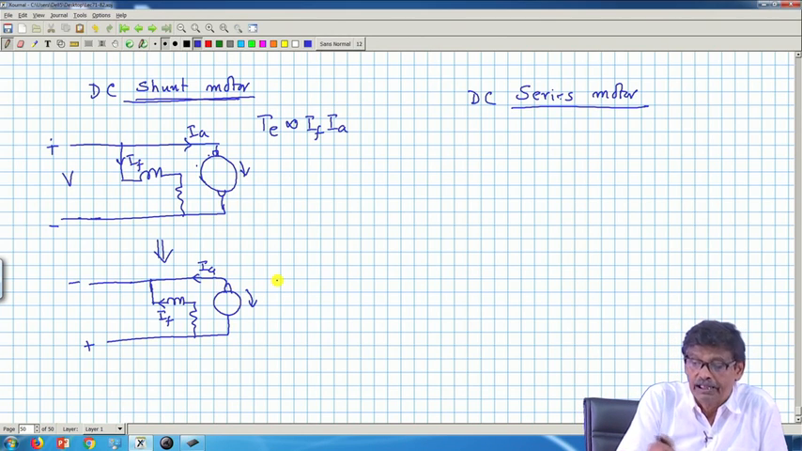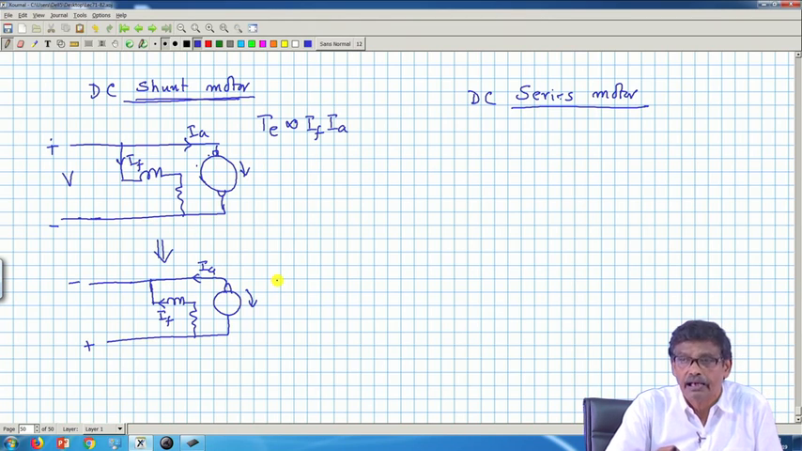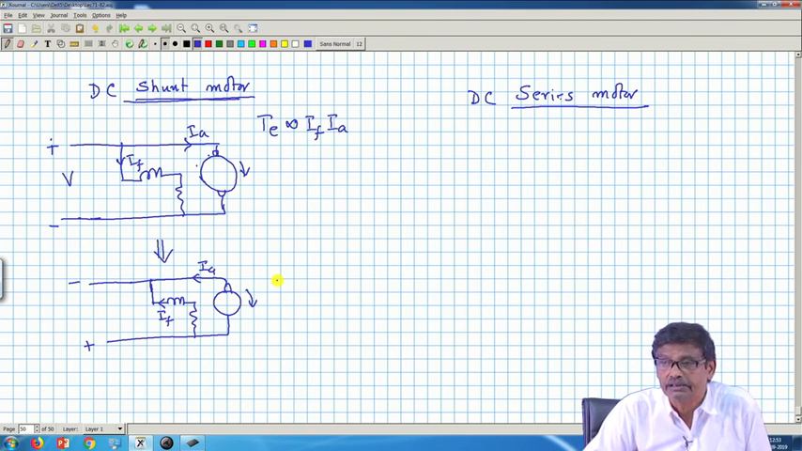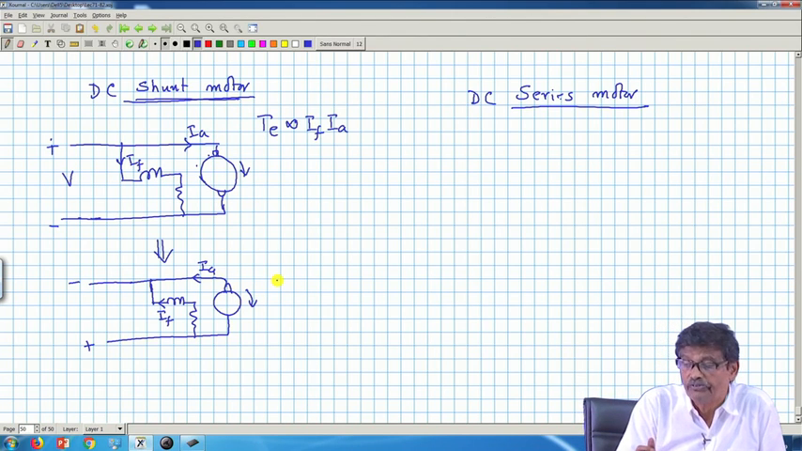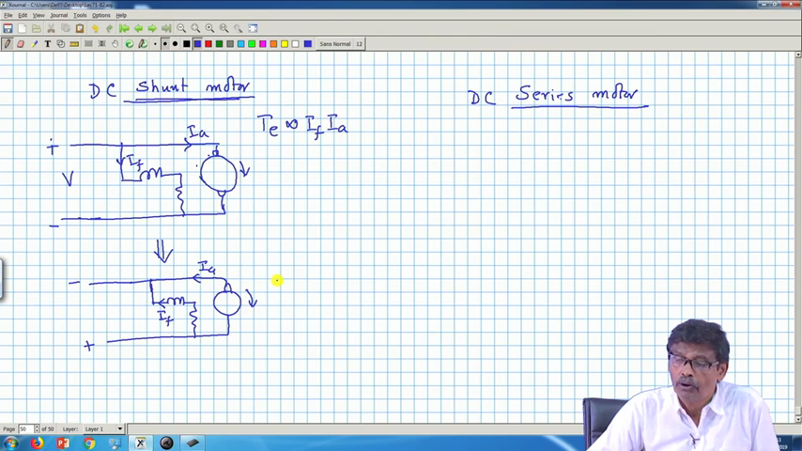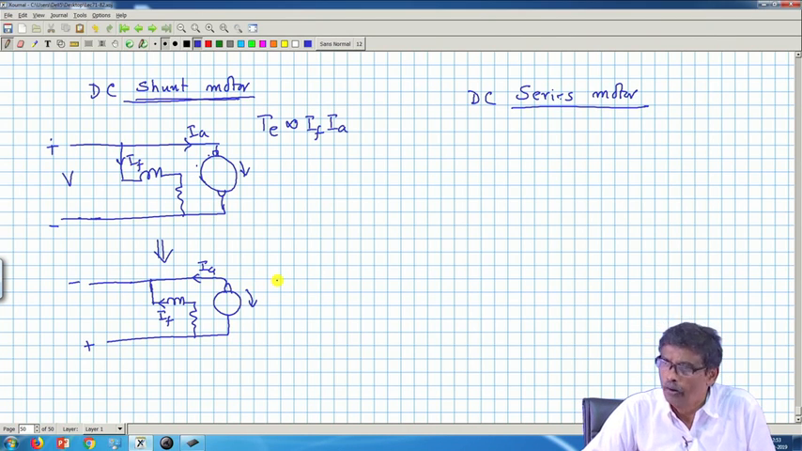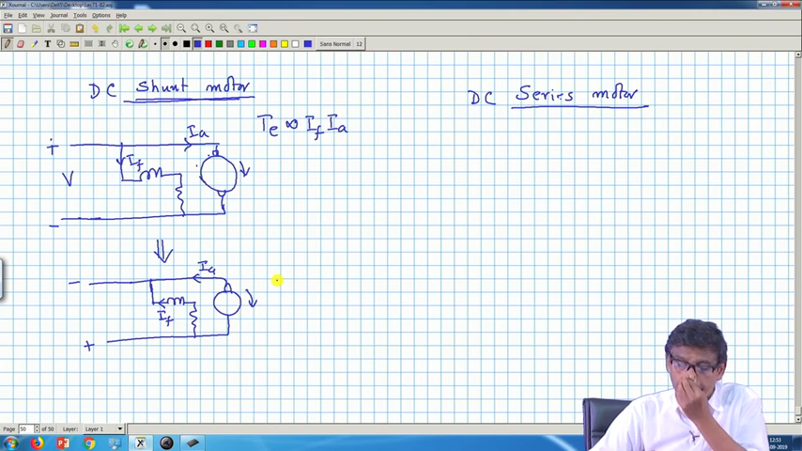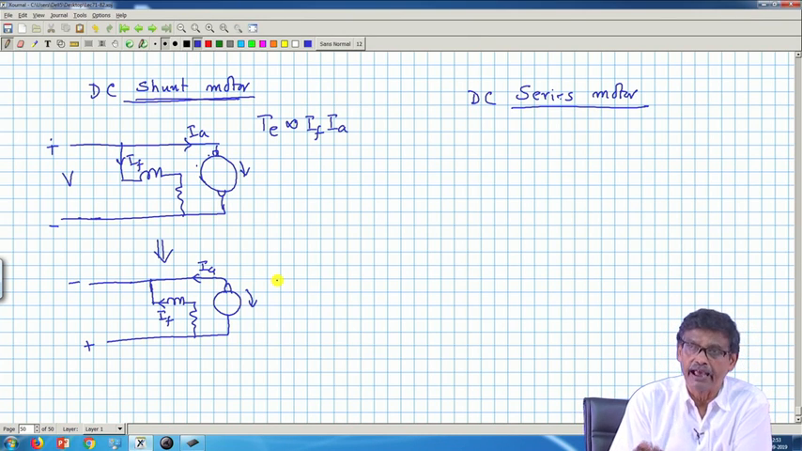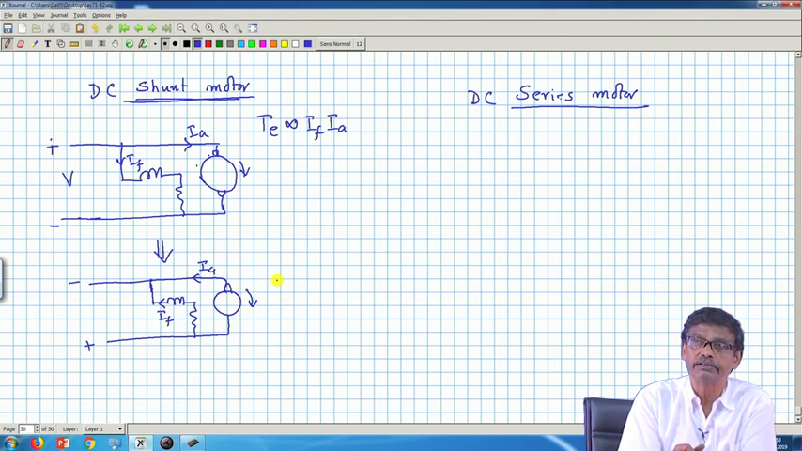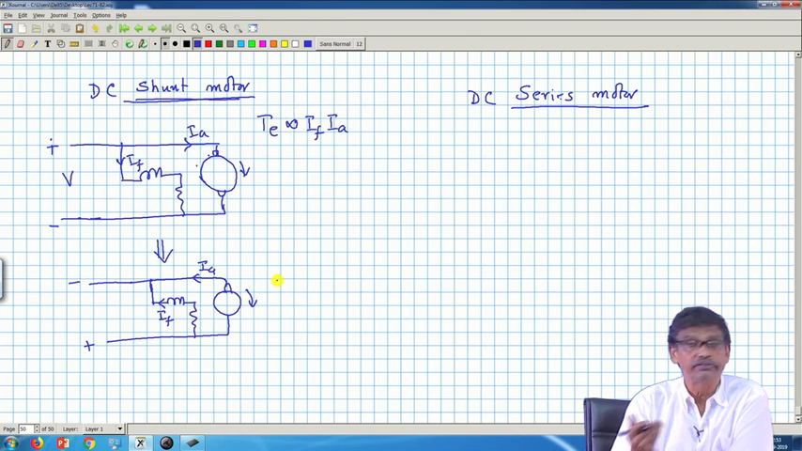However, if one of them, either armature or field, is reversed, then of course electromagnetic torque will be in the opposite direction. So, to reverse the direction of rotation, we say either you reverse the armature terminals or the field terminals, then it will start rotating in the opposite direction. That is what we say.